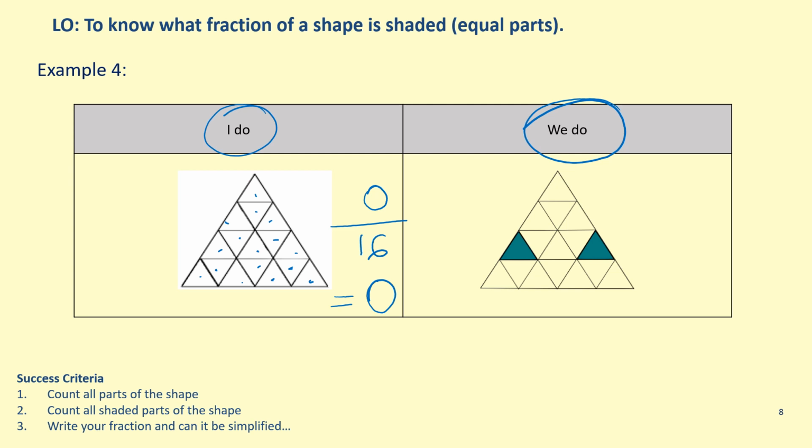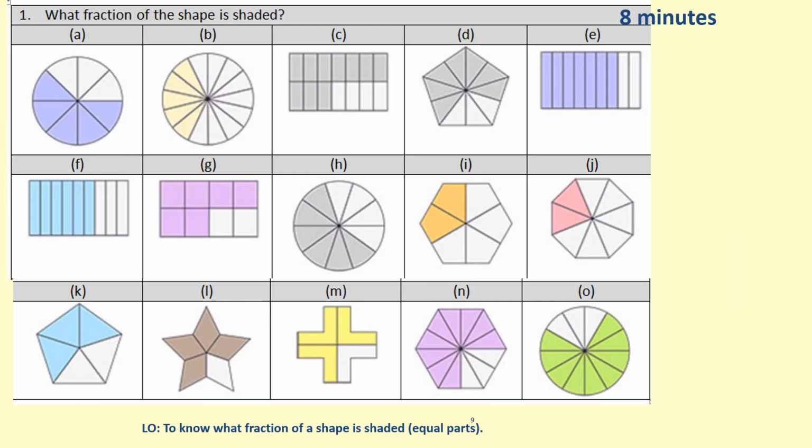Okay, so what you should have gotten is 2 parts shaded out of 16 in total, and you can see that 2 goes into both of them, so divide top by 2 is 1, divide bottom by 2, it's 8, so it's 1/8. I've simplified it. So now pause this video for 8 minutes and attempt all questions.